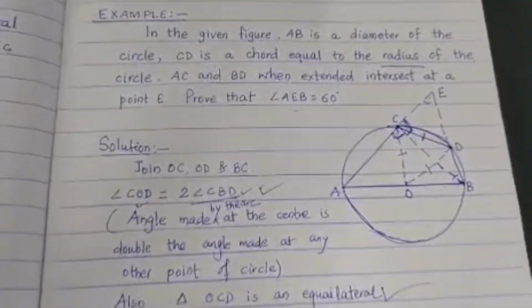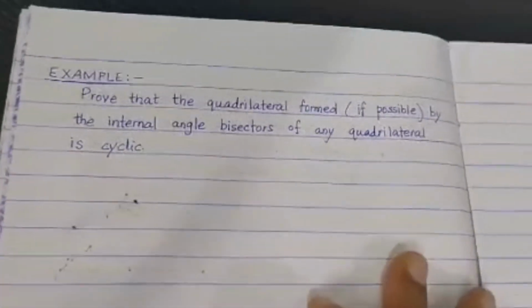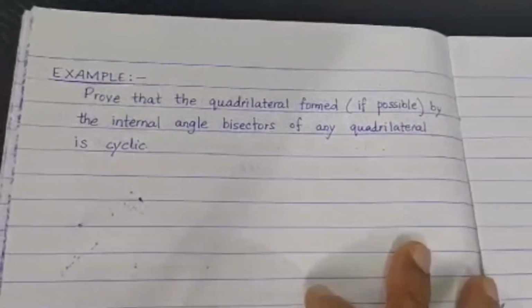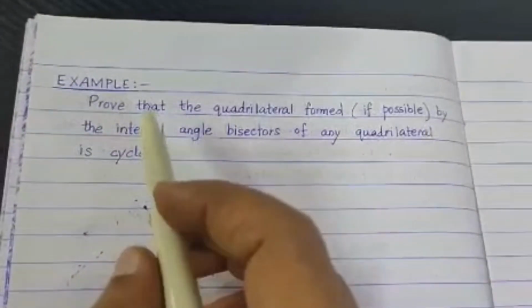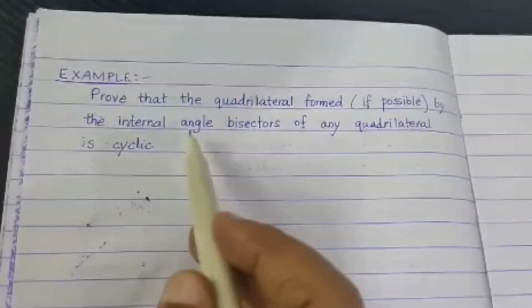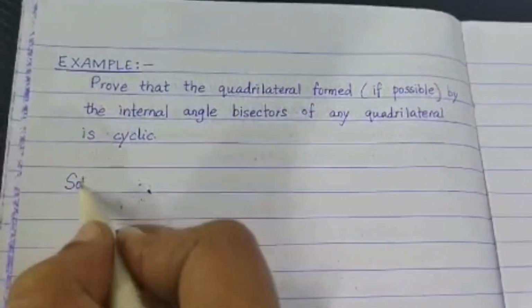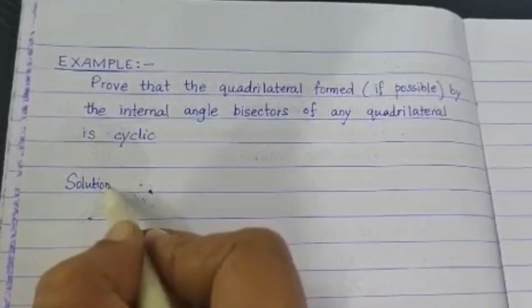Okay, let's see one more example and then we will conclude this topic. Now let's understand the last question of today's lecture. The question is: prove that the quadrilateral formed, if possible, by the internal angle bisectors of any quadrilateral is cyclic. Alright, we will solve it. We will prove it.